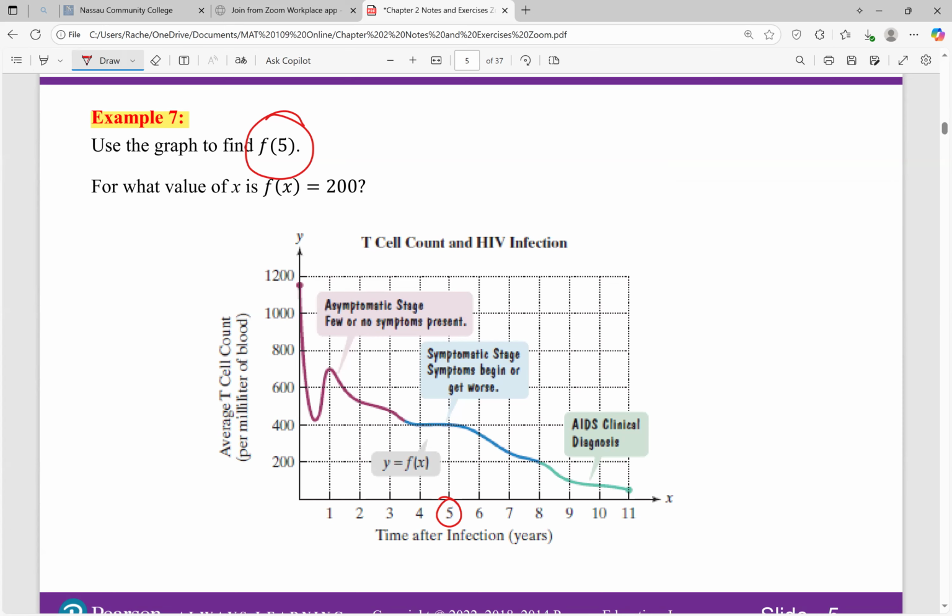So let's look for 5, right, for years. And then let's see where it hits the graph. This is 5. Go over to the left. What y value does that correspond to? And it's 400. So f of 5 is equal to 400. So at 5 years after infection, the average T cell count is 400. And this is per milliliter of blood. That's the units.